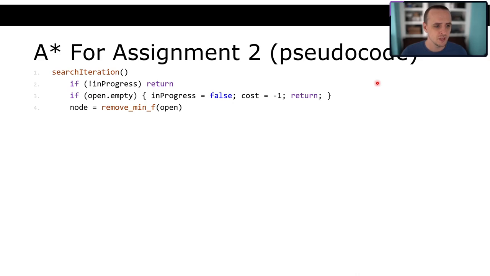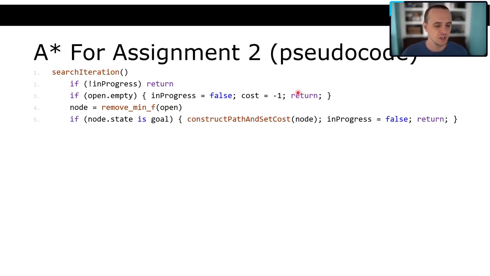We're done. Then what we do is instead of just getting the first thing from the open list, we're going to have some function which is just remove the minimum f valued node from the open list. So you write that function, you implement it, it returns you the node and removes it from the open list. And then it's the same thing again as assignment one. If the state of the node is the same as our goal, then we construct a path and set the cost based on this node. So that's where we go backwards up through the parent pointers to get back to the root node. And now we've finished the search, so we would set in progress equal to false, and then we return because we're done. However, if it's not the goal, then we continue on with this function.